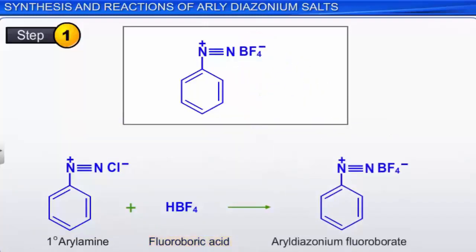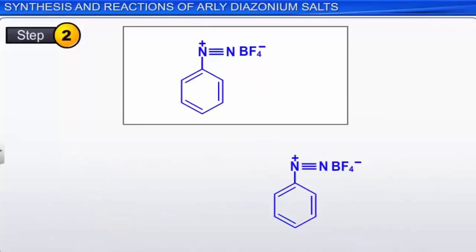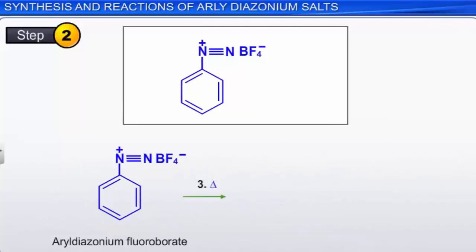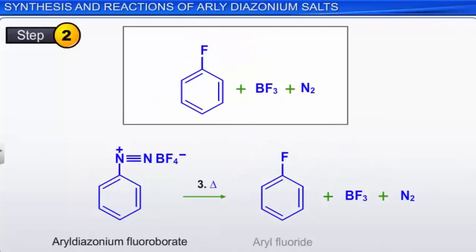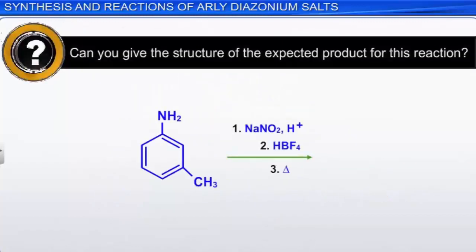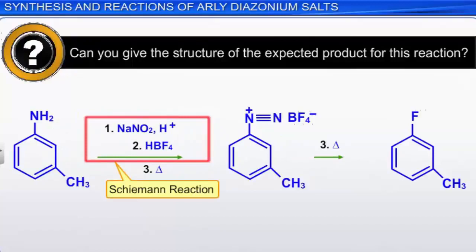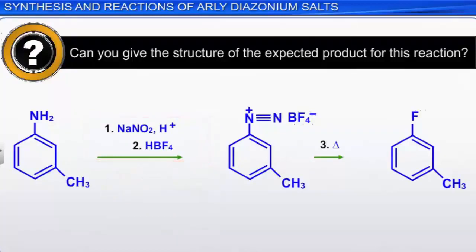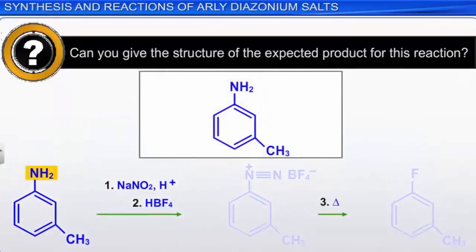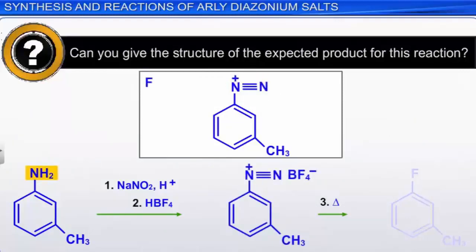which precipitates. Next, the dry diazonium fluoroborate is heated until it decomposes, releasing an aryl fluoride. Can you give the structure of the expected product for this reaction? You should recognize this as the Balz-Schiemann reaction. The amine group will be transformed into a diazonium group and ultimately be replaced by fluorine.